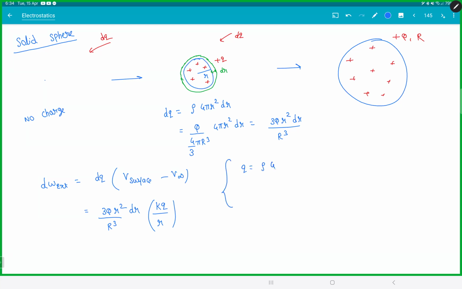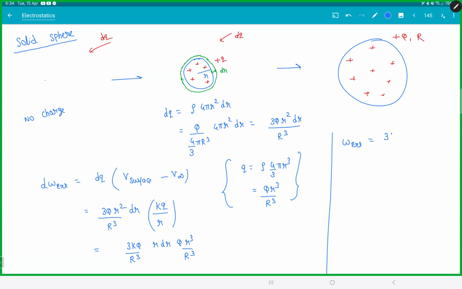Small q is again rho into 4 by 3 pi small r cube. So this will be q into r cube by r cube. So substitute here. So this will be 3kq by r cube. One r will cancel. r dr q r cube by r cube. Perfect.